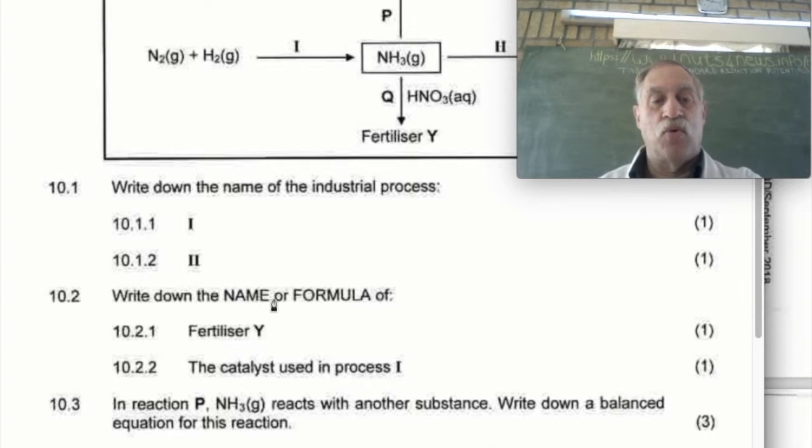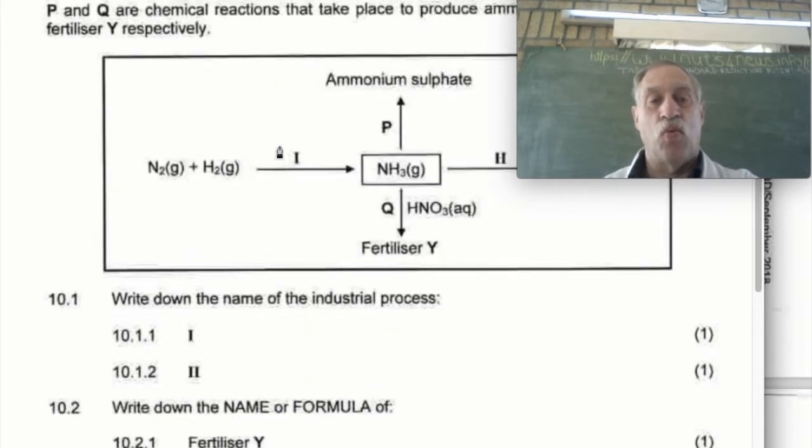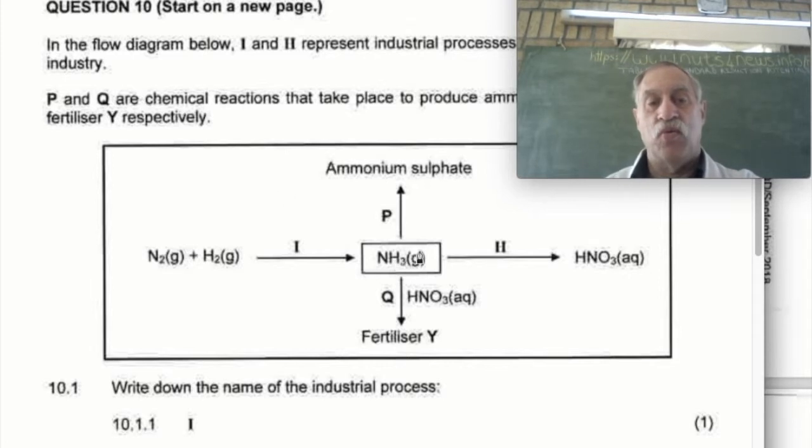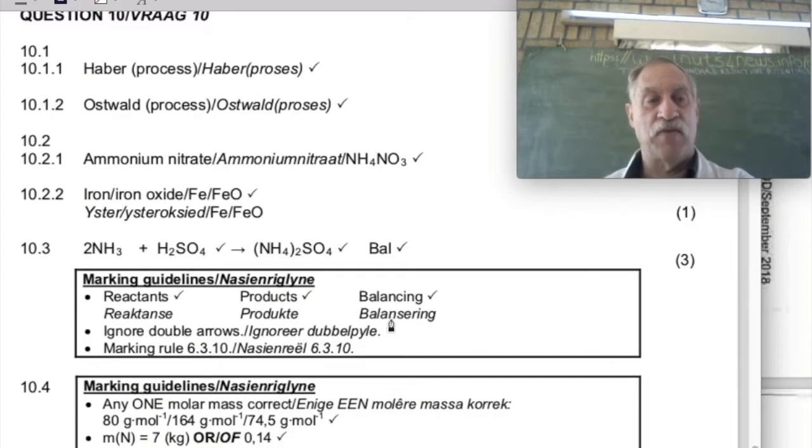Write down the name or formula of fertilizer Y. So here we start with ammonia, NH3. We add HNO3, and if you add those together, we're going to end up with ammonium nitrate. There's the ammonia. It grabs one hydrogen, it becomes NH4, that's ammonium, and it's left with nitrate. So that's not so hard to remember, is it? Let's have a look on the memo. Ammonium nitrate, NH4NO3. You're just adding the two together, so you could almost do it without any knowledge. Back to the question.